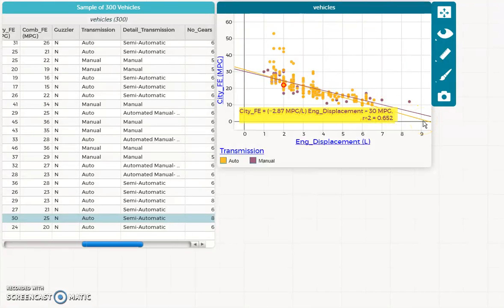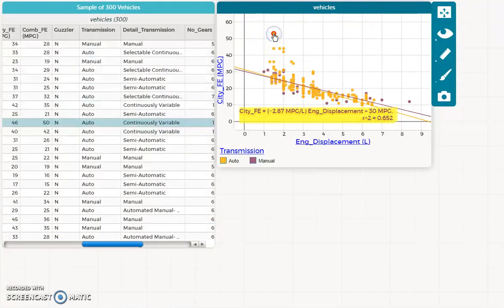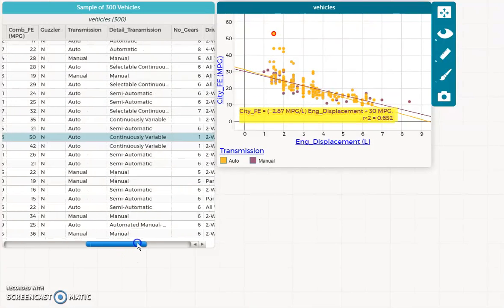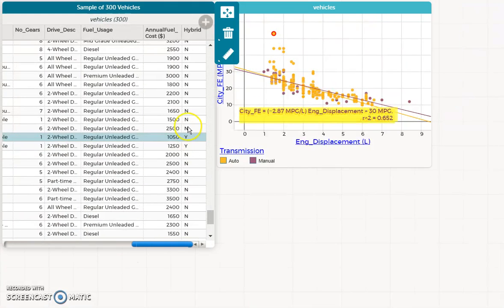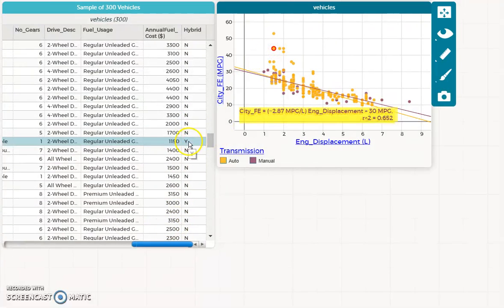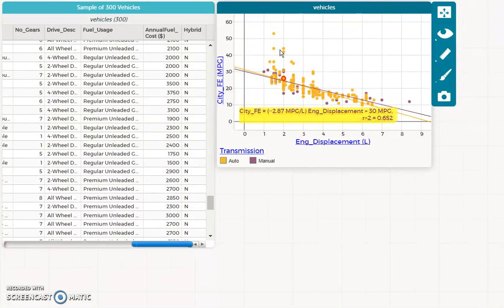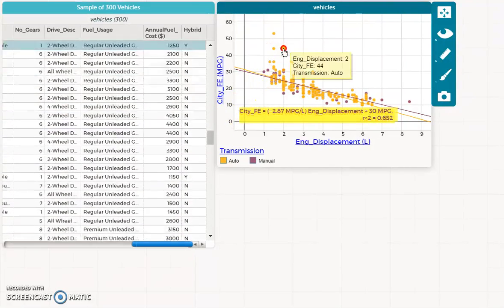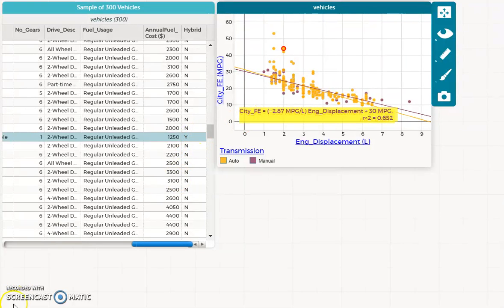Now, why might this be? Well, I can see up here that my automatic transmission has more data points in this range where there are no other manual transmission points. So that might be pulling the line up towards those a little bit. Let's click on them and see what happens. I think that hybrid might have something to do with it, because we can see that all of these cars up here, yep, we get a yes for hybrid in the table. Yes for hybrid in the table again. Yes. Okay, so I think hybrid might have something to do with it.